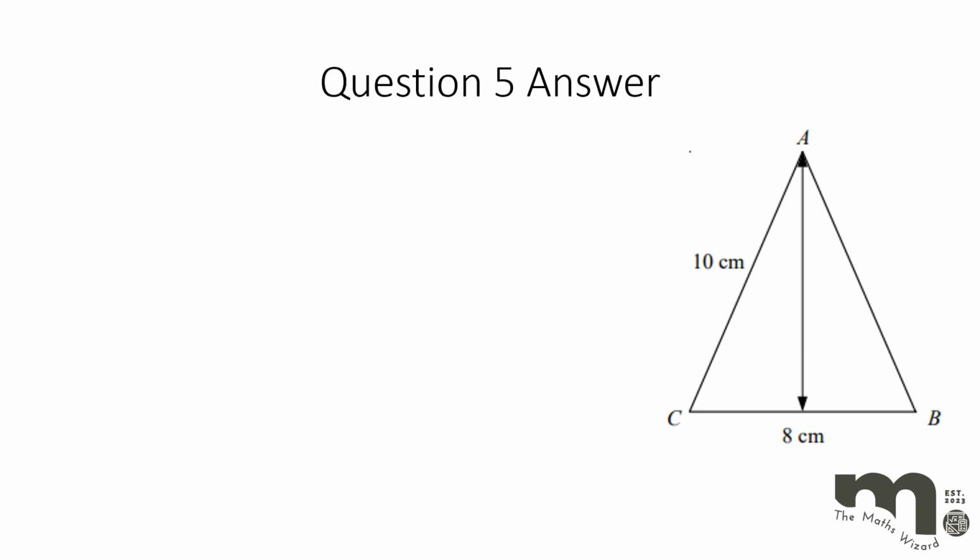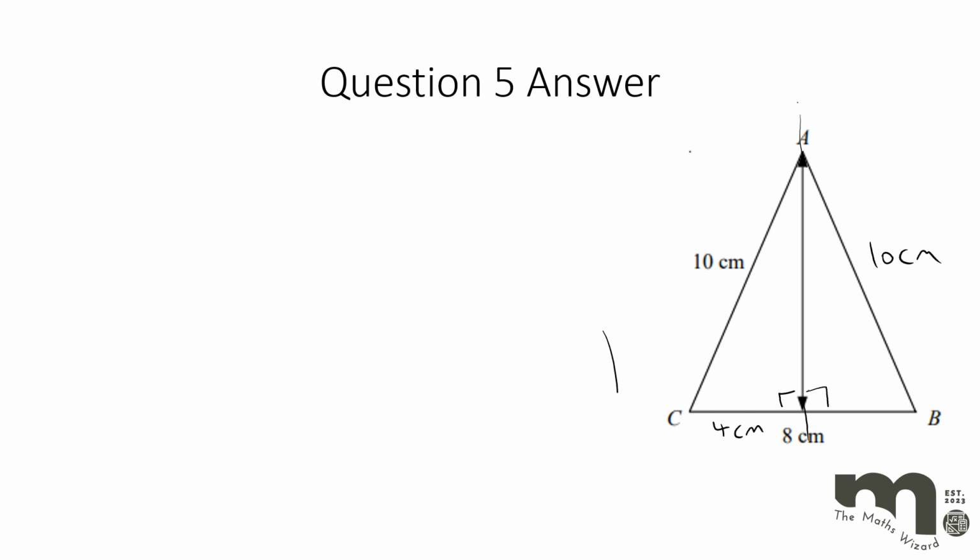Okay, so we've got this isosceles triangle here. So we know that this side is 10 centimeters as well. But the issue we've got, we're trying to find this perpendicular height, but we haven't got any right angles here. So what we're going to do is split this triangle from point A down here. So we've then got 2 right angle triangles, because we'll have a right angle on this side and a right angle on this side. So what we're essentially doing is splitting the base in half. So this side will be 4 centimeters.